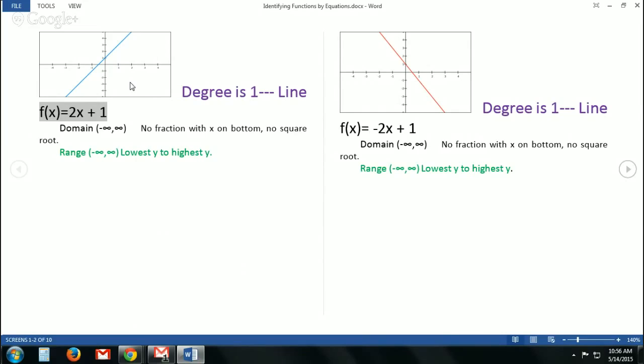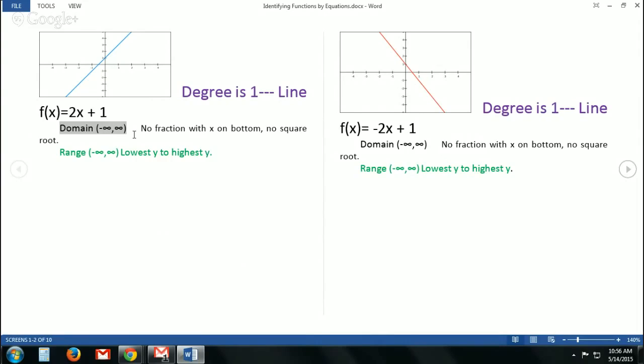We decided that the best way to find the domain was by looking at the equation and looking to see if there is a fraction that has x on bottom or if there is a square root. When you look at f of x equals 2x plus 1, there's no fraction and there's no square root. So the domain for this is all real numbers from negative infinity to positive infinity.